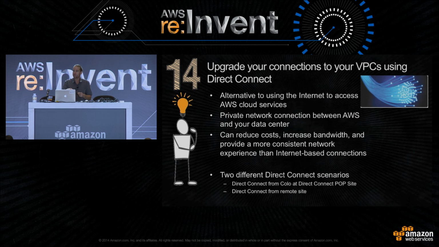If you are not coloed at the Direct Connect POP sites, you cannot order the cross-connect on your own. You actually have to do it through the provider. The provider needs to order that for you. So it's a common misconception or mistake. Don't make that mistake. Provide the LOA-CFA to your provider, and they will extend the circuit all the way to AWS.